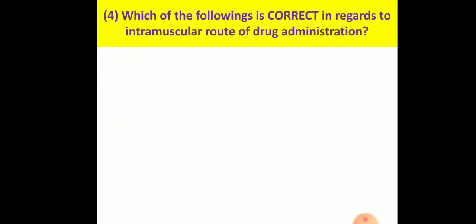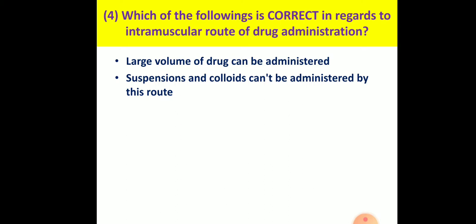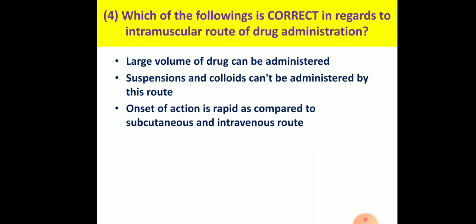Here you have to identify the correct statement. Which of the following is correct in regards to the intramuscular route of drug administration? Large volume of the drug can be administered? No, we can administer up to 10 ml, which is not considered a large volume. Suspensions and colloids can't be administered? No, we can administer those. Onset of action is rapid as compared to subcutaneous and intravenous route? Onset of action is rapid as compared to the subcutaneous, but definitely not as compared to the intravenous route.